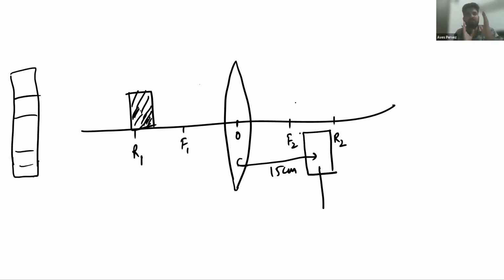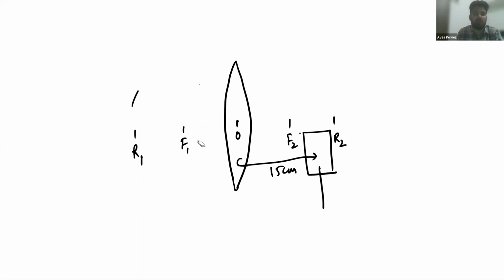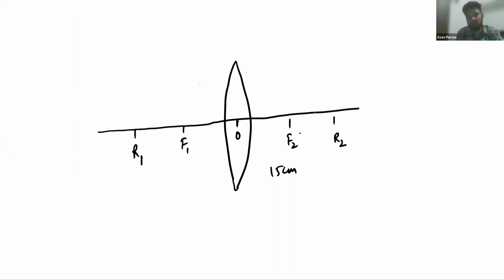As much as you are moving. So I'm just considering each and every case here. Let me explain this better. But how can I say that she will bring the screen near the focus? How can I say this? First of all, if she is obtaining a sharp image on a screen, it must be a real image, and the object must be placed either here or here somewhere.